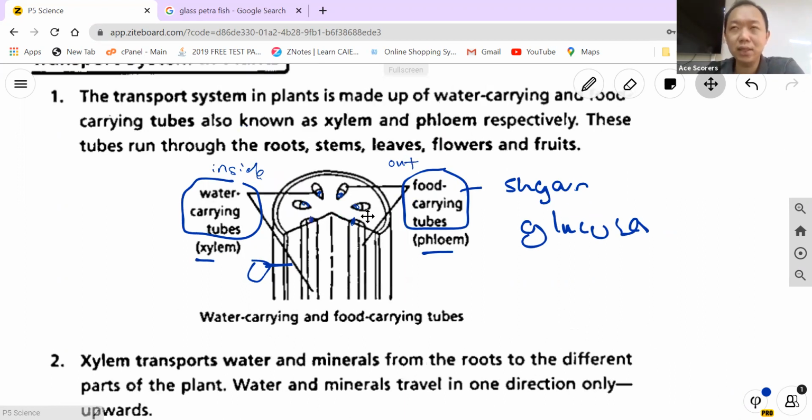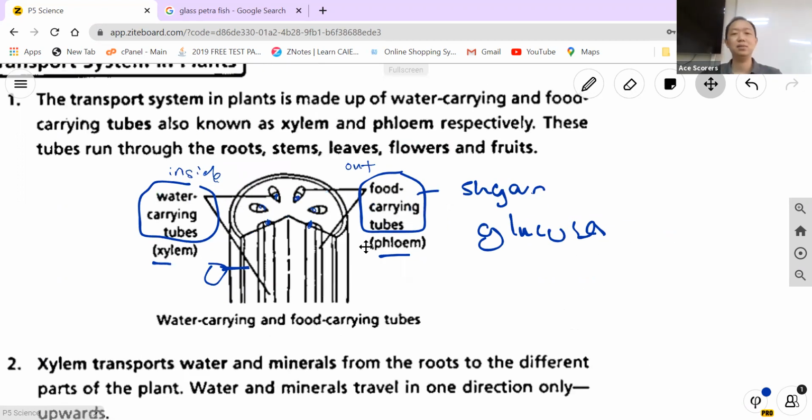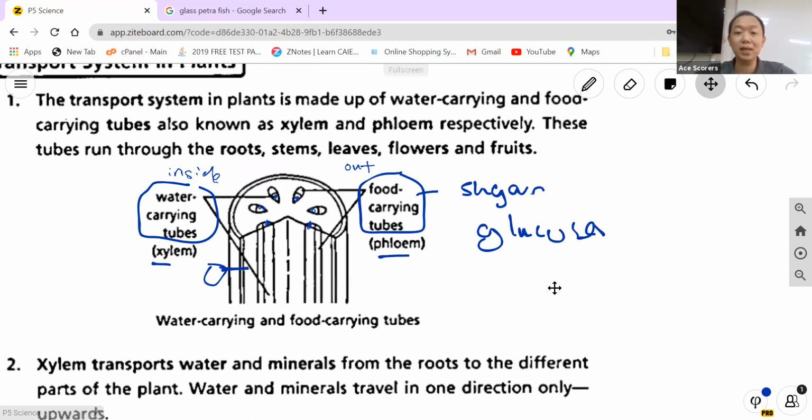So what type of food do they carry? They carry sugar or glucose, right? That's made through the process of photosynthesis.